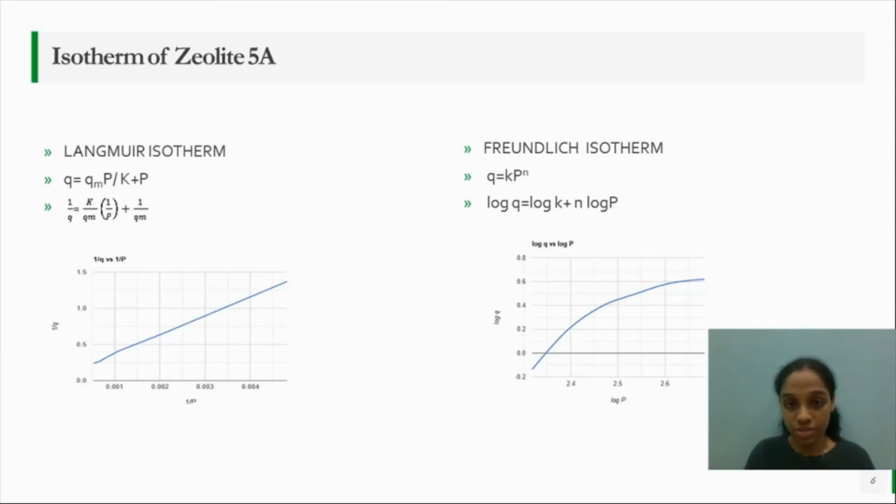However, we still should compare with the Freundlich isotherm, with the equation Q = KP^n, as well as its linear equation shown below. After plotting the graph of log Q versus log P, we do not obtain a straight line graph, which shows that it does not fit the Freundlich isotherm.